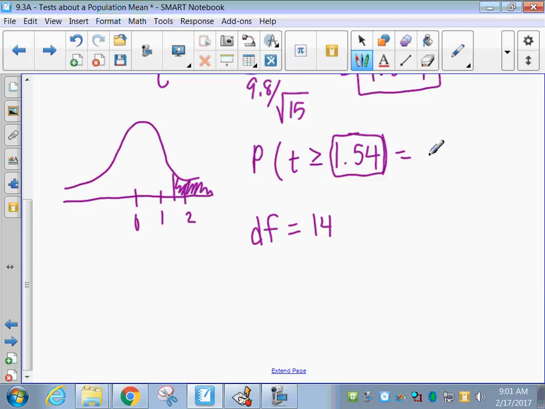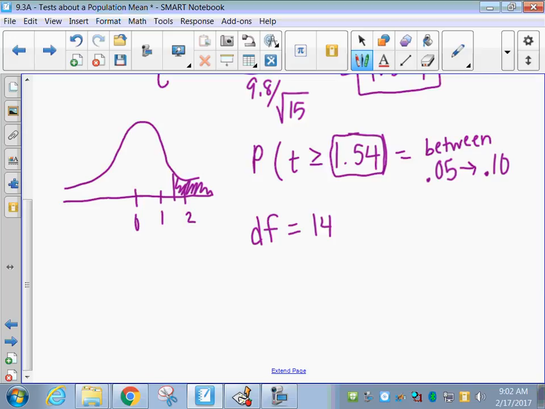Our number is between, and we're never going to get an exact answer on the chart, so that's why I don't really like it. I mean, that's just me. But maybe it's okay, because stats is all kind of rounding anyways. But so it's between 5% and 10% for that area under the curve.